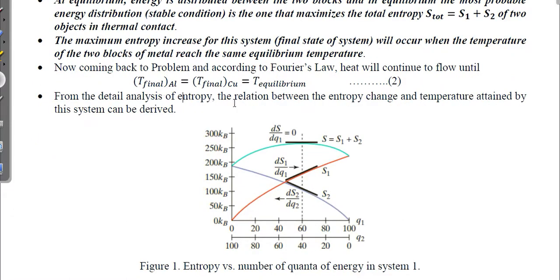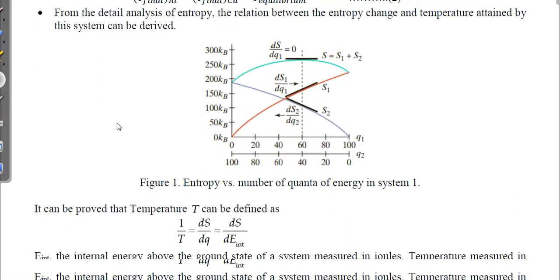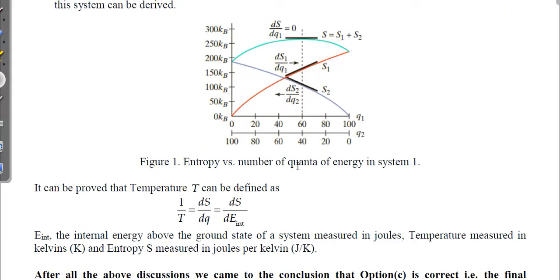In advanced books, from the detailed analysis, the entropy change and the temperature attained by the system can be derived. So this is the graph, and this is known as quanta of energy of the system. It can be studied in the reference book which I will be showing you, for those who are more interested in in-depth knowledge. But right now we should just see the graph and the explanation. Here you see the quanta of energy of system 1 is increasing from 0 to 100 and the other system is decreasing, because one will receive heat and another will lose heat. So that's why they go in opposite directions.